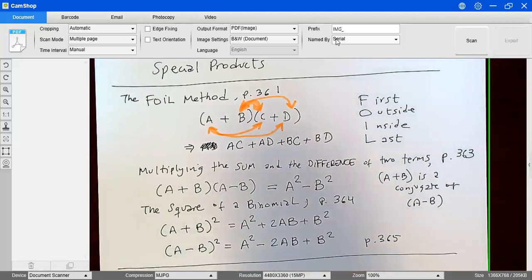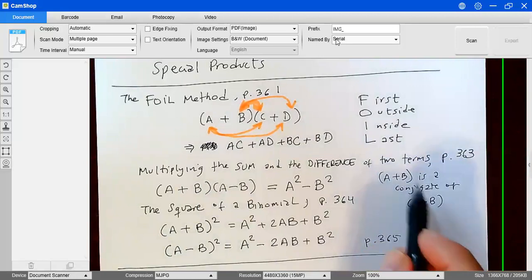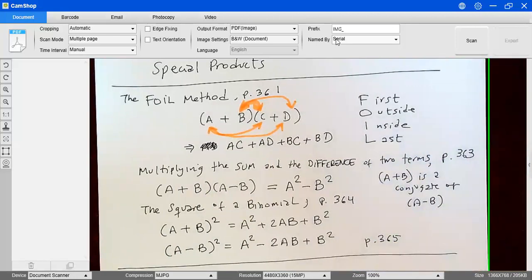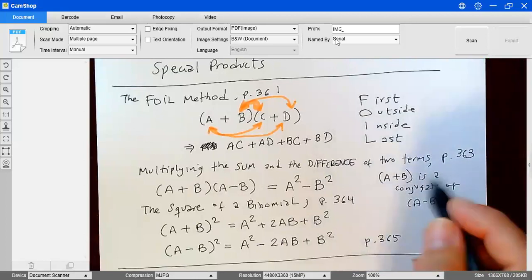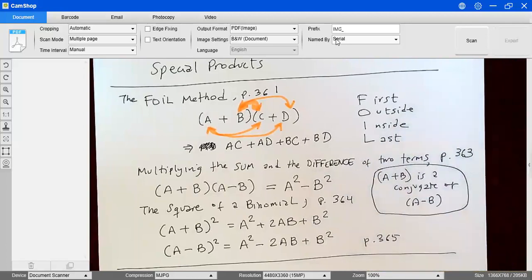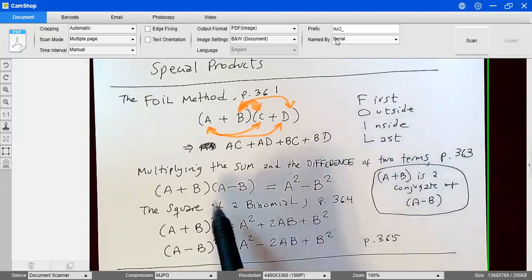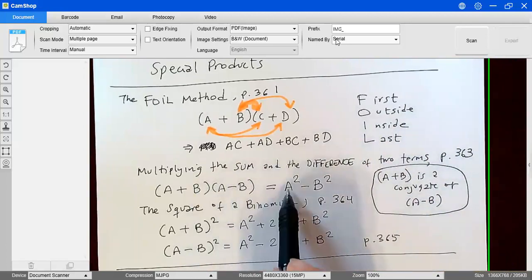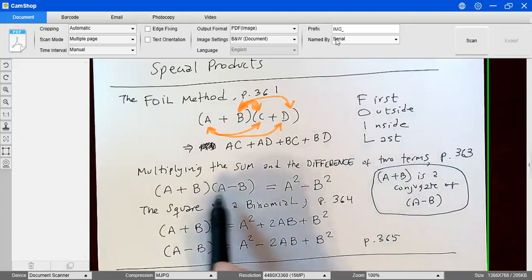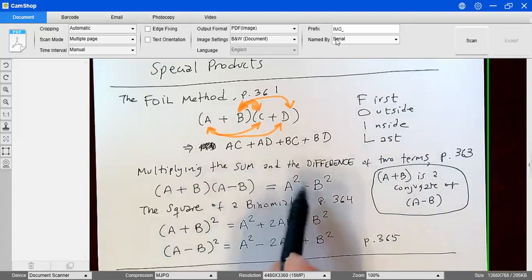So the first term is the same, the second term is almost the same. The only difference is the sign. So these are known as conjugate binomials. When you have conjugates, the rule is very simple. You just square the first term, you square the second term, and you write the difference of them. That is going to be the formula to remember. This is a very, very helpful formula.